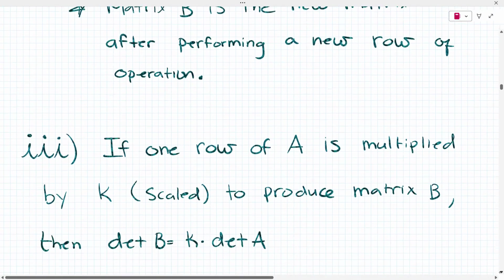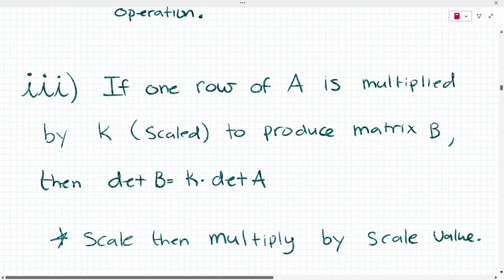Rule 3. If one row of A is multiplied by a scalar k to produce matrix B, then the determinant of B is equal to k times the determinant of A. So let's make more sense of this. When you multiply by a scalar and it goes to the same row, that changes your determinant. So it's going to be k times the determinant of A.